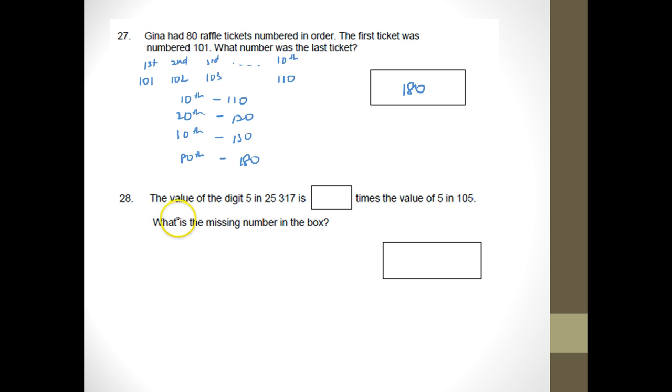Question 28. The value of the digit 5 in 25,317, so 5 is 5,000, is how many times the value of 5 in 105? In 105, the value of 5 is 5. How many times? So I take 5,000 divided by 5, the answer will be 1,000. So it is 1,000 times.